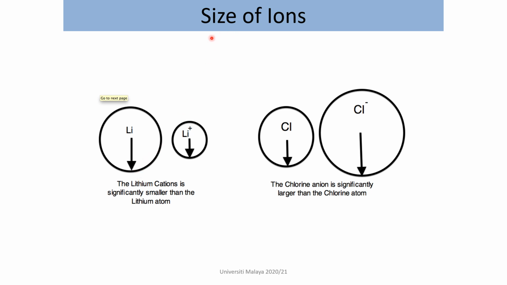Now we are looking at the size of ions. The lithium cation is significantly smaller than the lithium atom. So here you see that the size difference is significant. And then the chlorine anion, or chloride ion, is significantly larger than the chlorine atom.